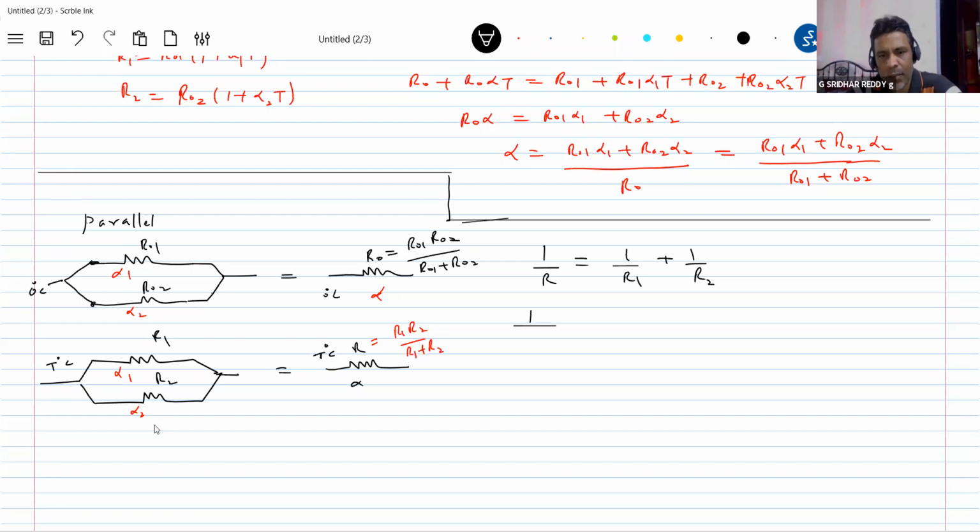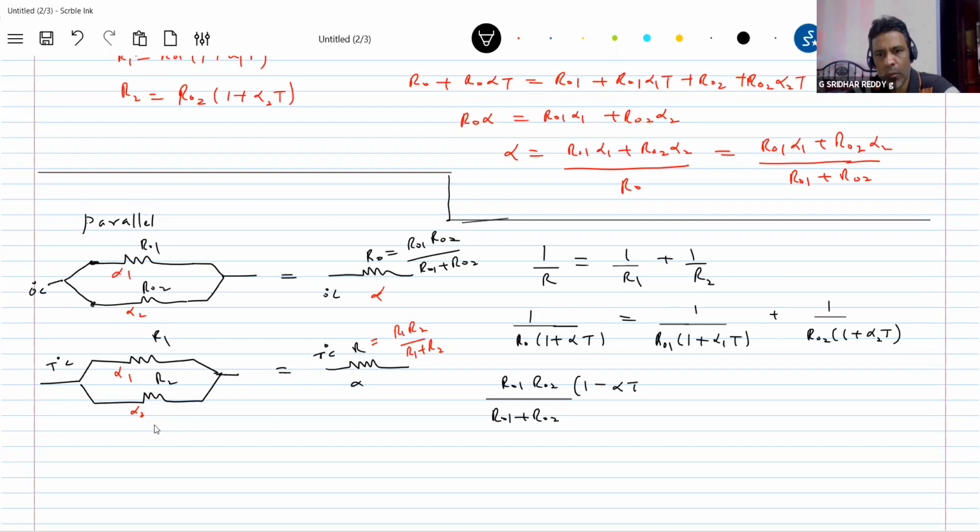I can write 1 by R is equal to 1 by R naught 1 (1 plus alpha 1 T) plus 1 by R naught 2 (1 plus alpha 2 T). So this is one equation. What is R naught? R naught is equal to this value, no? So this will be R naught 1 R naught 2 by R naught 1 plus R naught 2. Let me go for binomial expansion, because the change in temperature will be of the order of a few tens. So I'll go for binomial expansion.